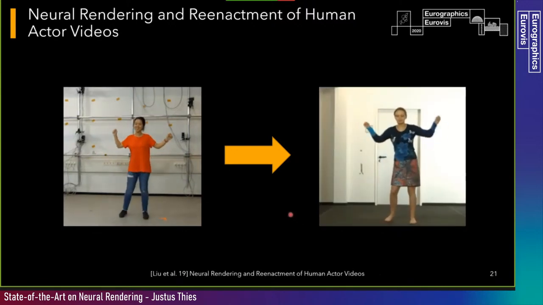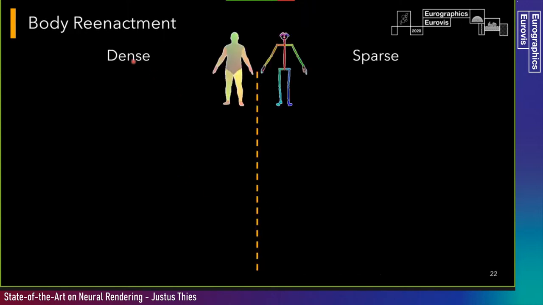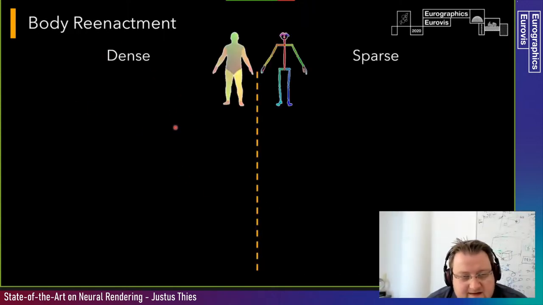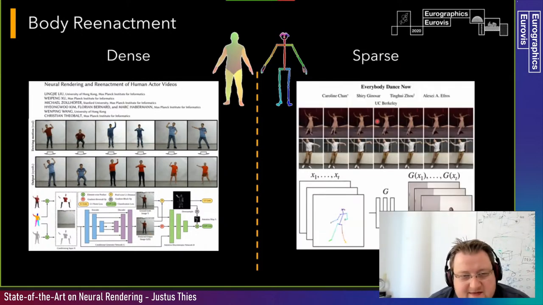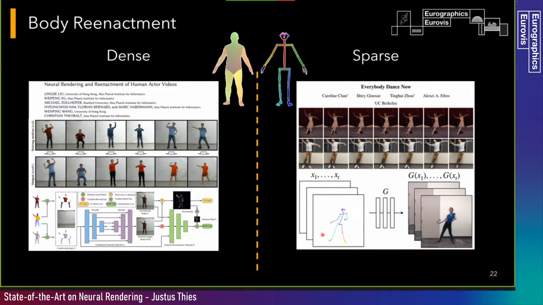Similar to the face example, you have methods that rely on dense input data and methods that rely on sparse data. So the method that we saw is a dense method. It basically relies on synthetic renderings of the human, and these synthetic renderings are then transformed to the final output image. On the sparse side, you have methods, for example, like Everybody Dance Now, where you basically have a network that transforms these stick figures to final output images.